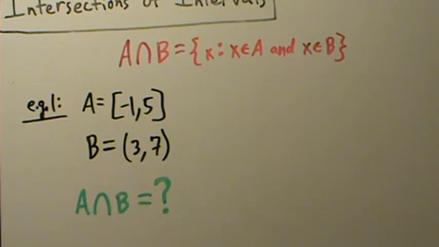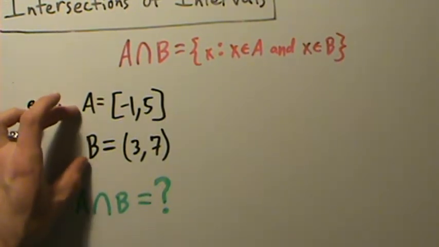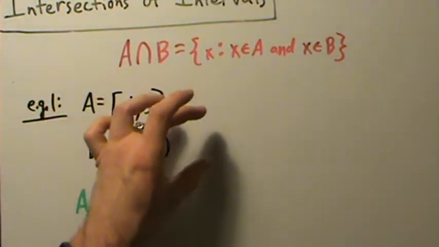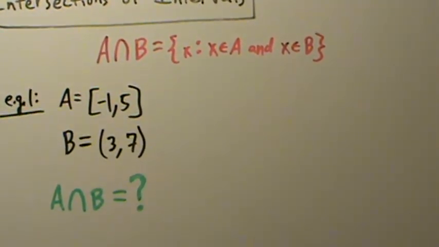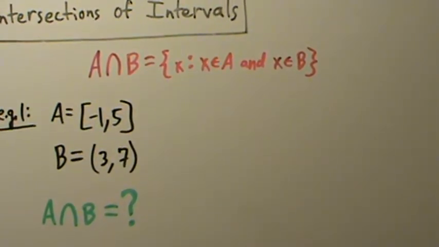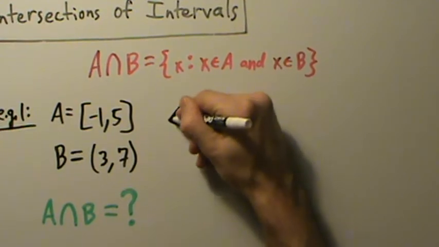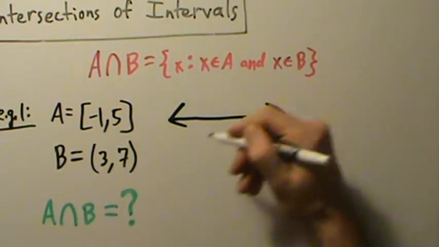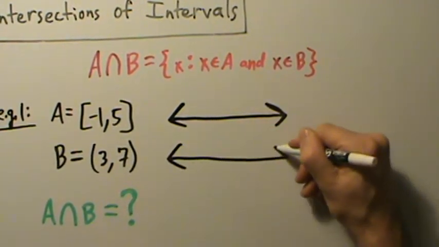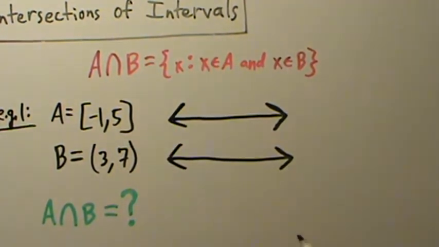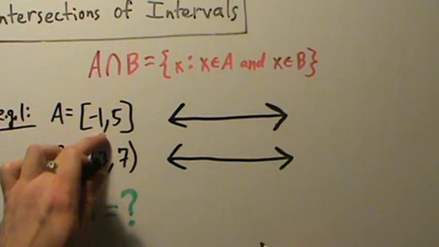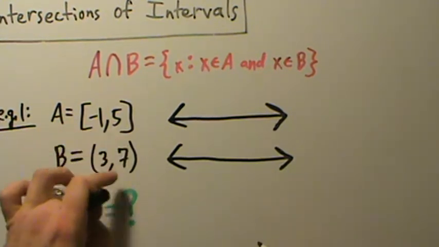So what we're going to do is draw both of these intervals on a number line, and we're literally going to look for the overlap. It's really not that bad. So let's go ahead and draw these on a number line. We want to line them up and put the same kind of scale on them. So -1 to 5, and 3 to 7.